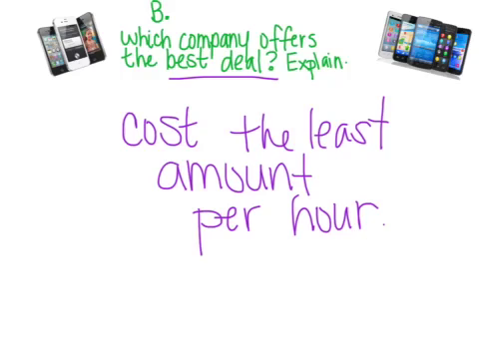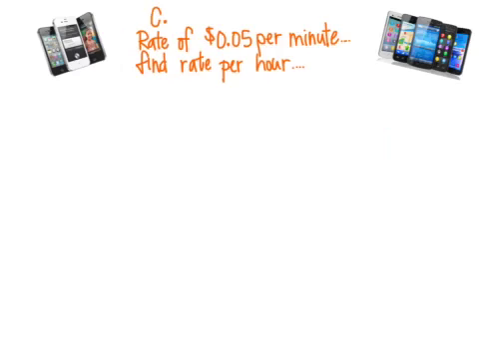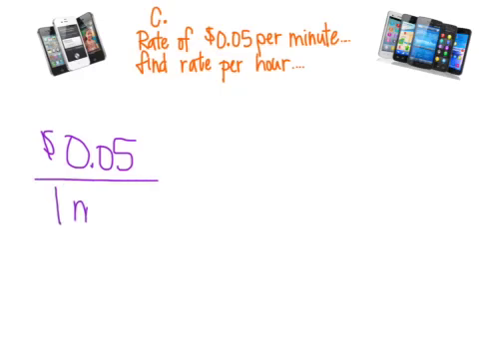So you already have that from answer A. You can now decide which company has the best deal. Question C says, now if you have another company that has a rate of 5 cents per minute, find that rate per hour. So we need to decide how many minutes are in 1 hour. If they tell me it costs 5 cents for 1 minute, I'm trying to figure out 1 hour.